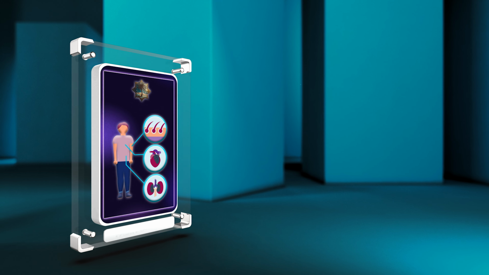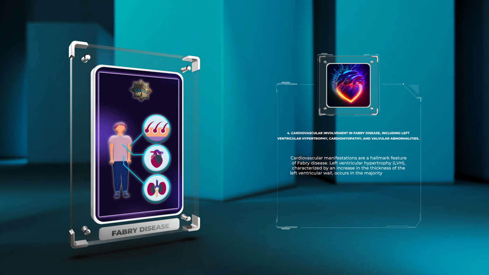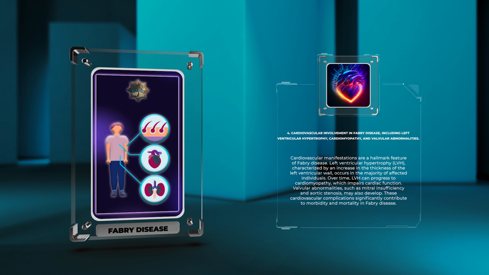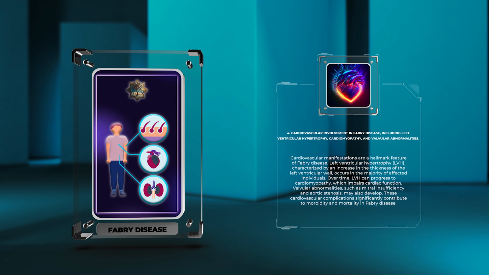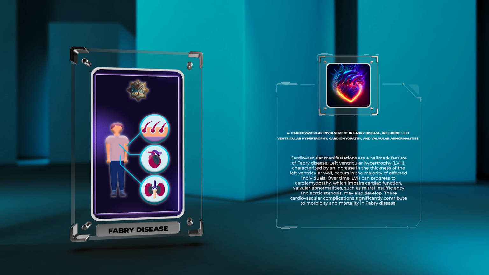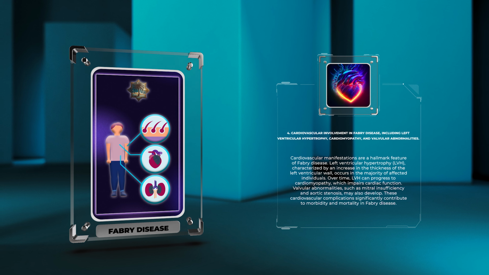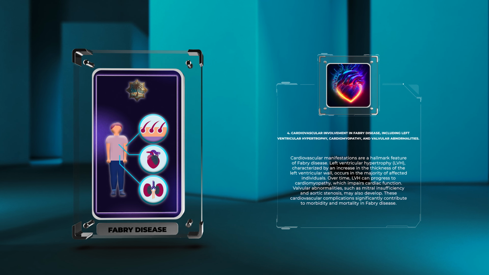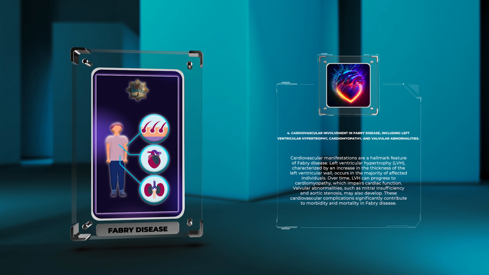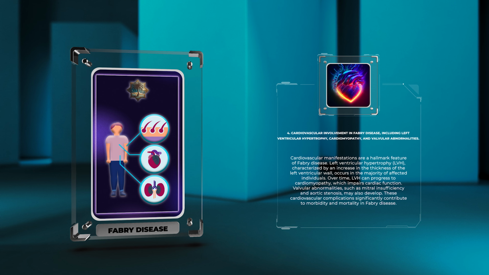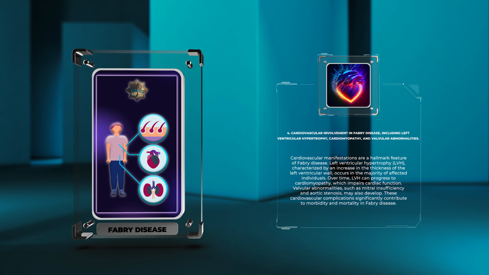Cardiovascular manifestations are a hallmark feature of Fabry disease. Left ventricular hypertrophy, LVH, characterized by an increase in the thickness of the left ventricular wall, occurs in the majority of affected individuals. Over time, LVH can progress to cardiomyopathy, which impairs cardiac function. Valvular abnormalities, such as mitral insufficiency and aortic stenosis, may also develop. These cardiovascular complications significantly contribute to morbidity and mortality in Fabry disease.